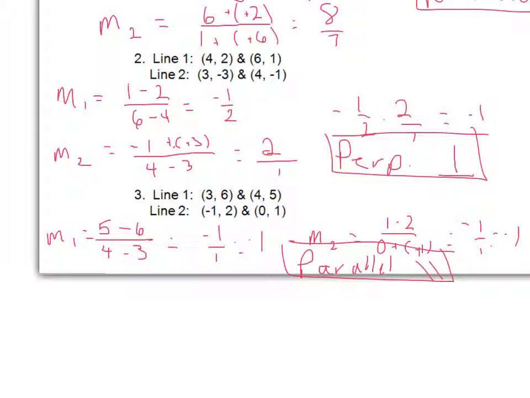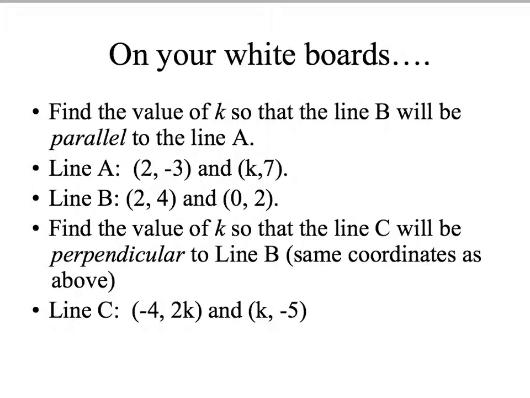Okay. Let's see what else we've got to do here. So we just saw an example of two lines that are parallel, two lines that are perpendicular, and two lines that are neither. Now, this is a fun little problem. It says find the value of K so that line B will be parallel to line A. So I've got this unknown right here. Okay, so I've got to think about all the information that I'm given.